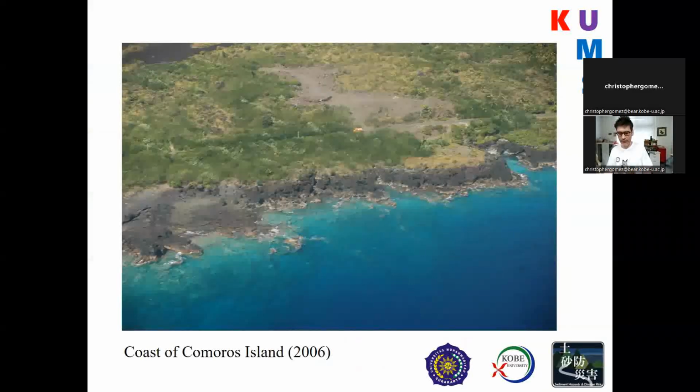Let's start with a few elements. This is the coast of Comoros Island here. This is a photograph I took in 2006 when I was going to Kartala volcano. And the coast is really interesting because it's a volcanic island. You can see the very dark lava that makes the coast.